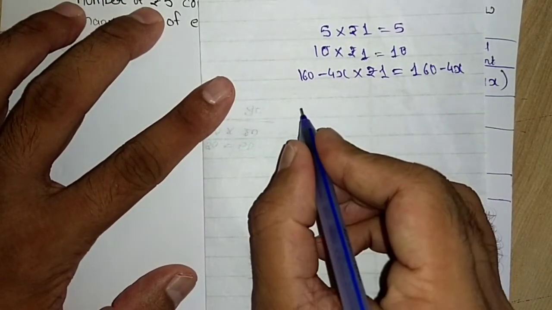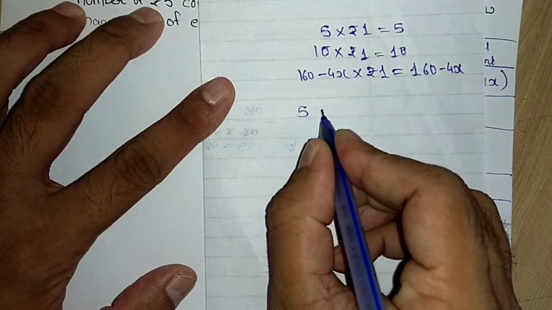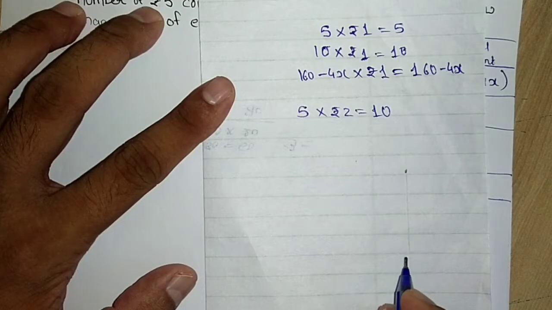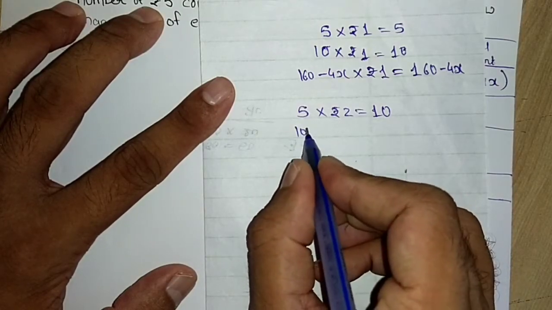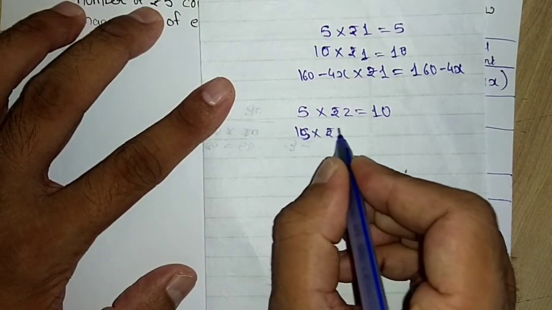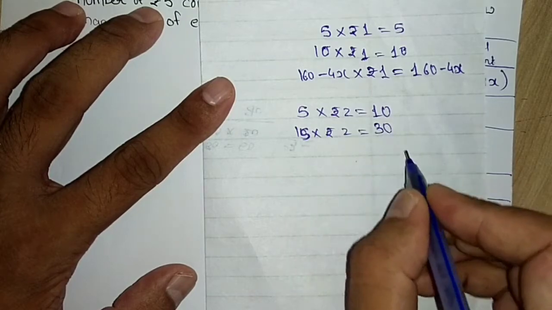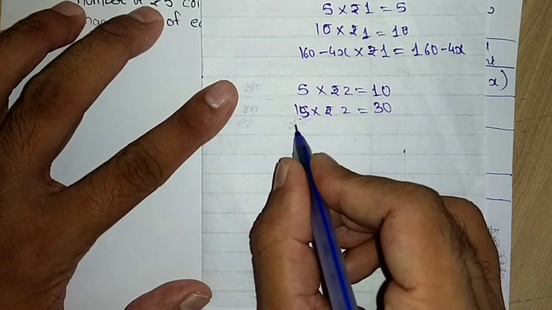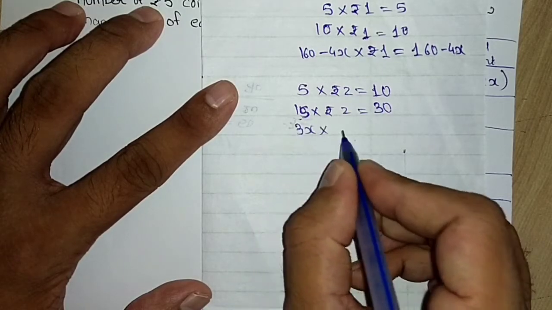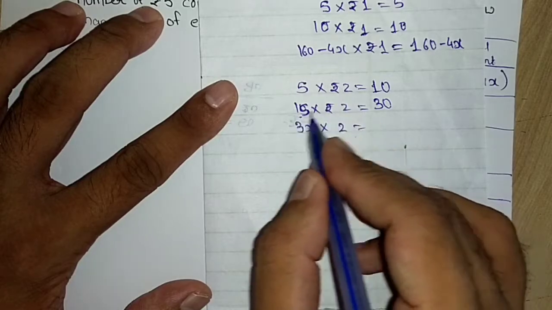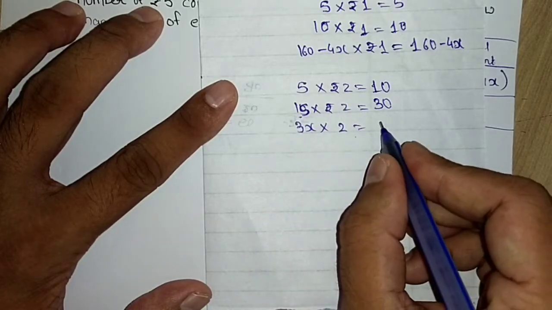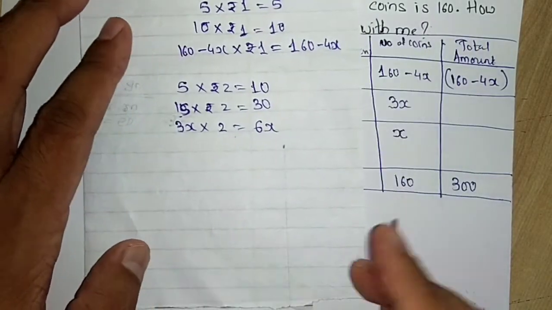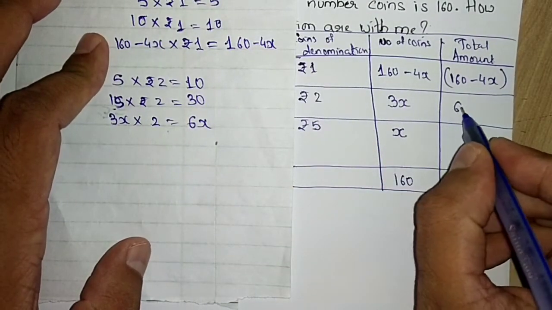Similarly, if I am having 5 coins of rupees 2, the amount I will have is 10 rupees. 15 coins of rupees 2 will give me 30 rupees. But here we don't have the numbers. We have only the number as 3x. So each time I am multiplying by 2, this time also I will multiply by 2. So 2 3s are 6x. So the amount in rupees from 2 rupee coins is 6x.